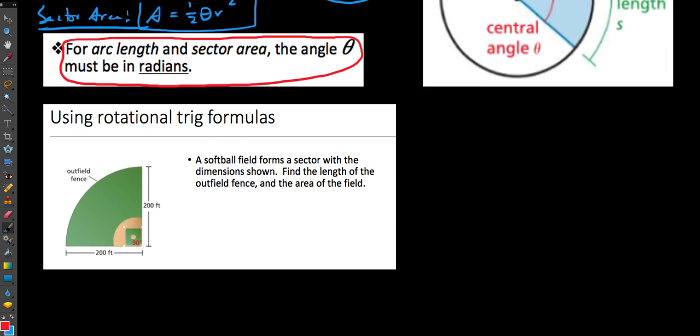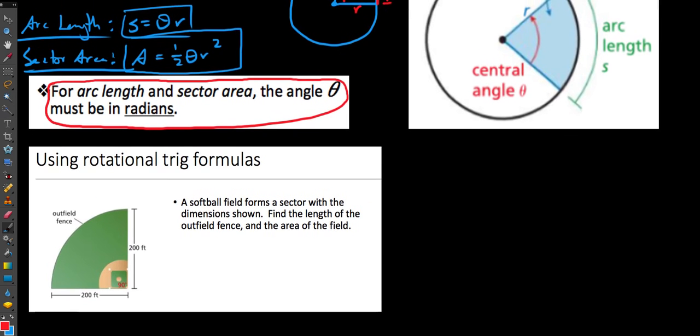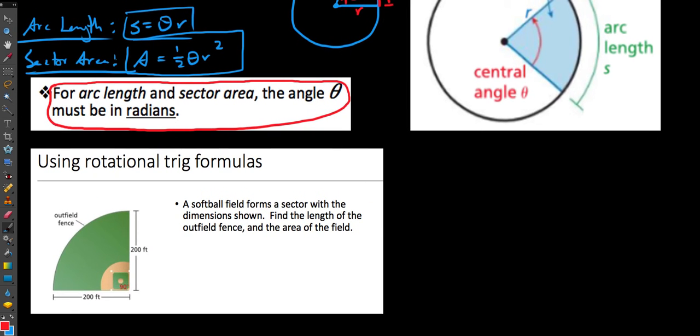So let's take a look at an example of where we might be using this rotational trig. I look at a situation here where it looks like we have some softball field. It says a softball field forms a sector with the dimensions shown. Find the length of the outfield fence and the area of the field.